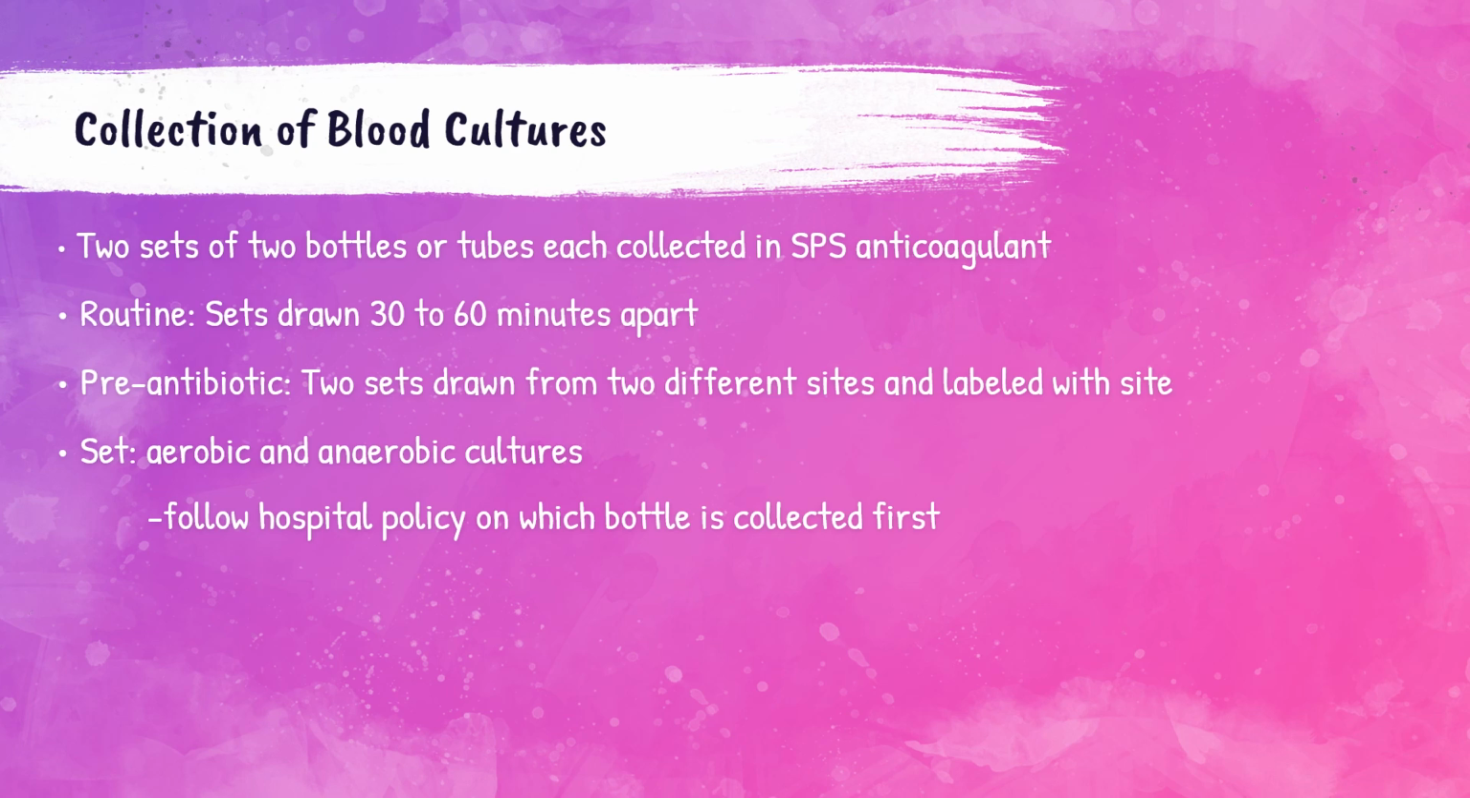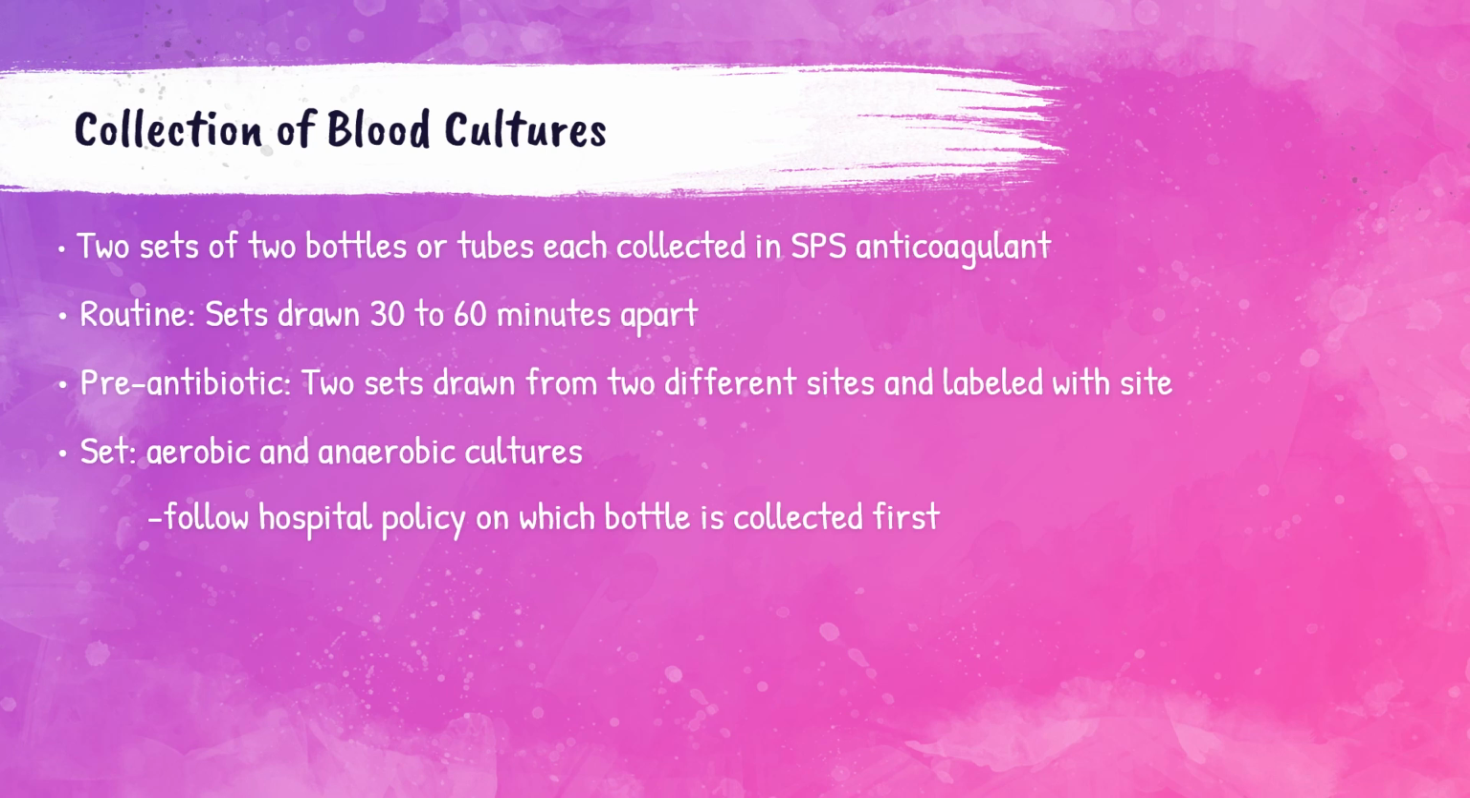So I just use the terms anaerobic and aerobic. Anaerobic bacteria are bacteria that don't require oxygen to grow, or actually cannot grow in the presence of oxygen. Aerobic bacteria like to grow when there is oxygen present. So this is why there are 2 separate bottles in the set.